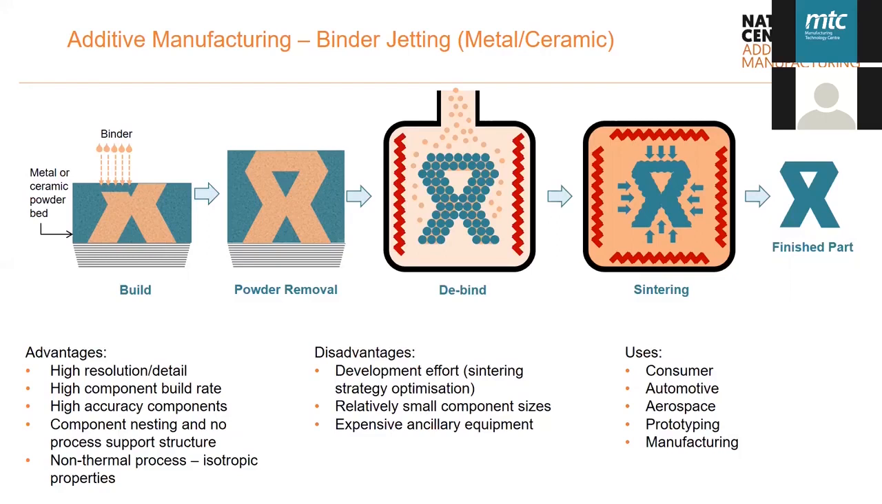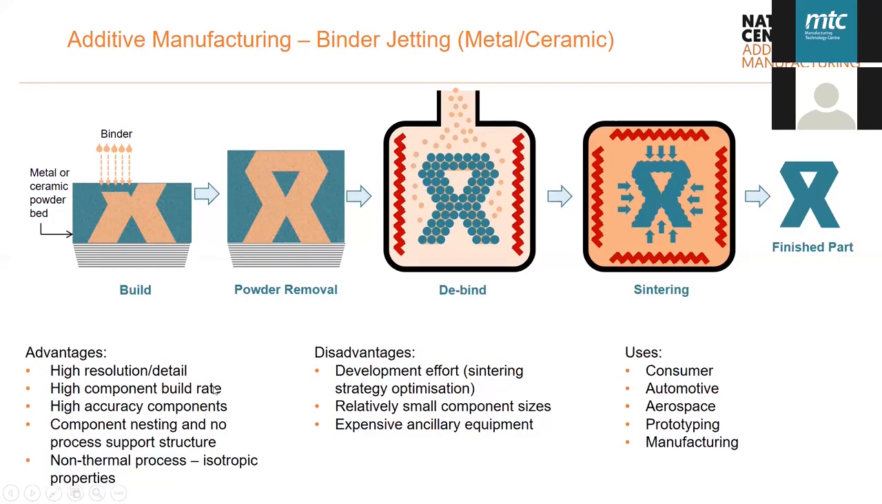You then strategically place your green part onto a ceramic plate or a setter. The part is then debound, so the binder is burnt off, and then it is sintered, where the part will consolidate into your near net shape final part. So it will shrink by about 20%.